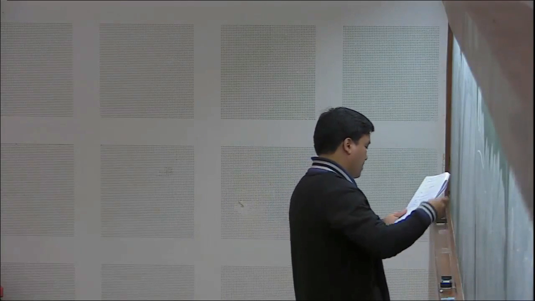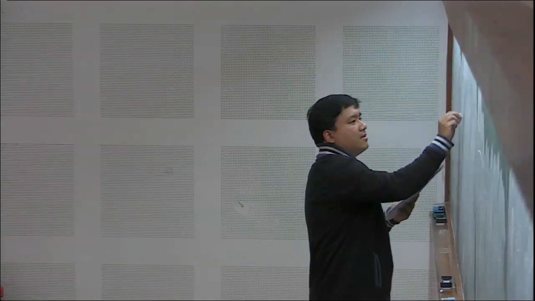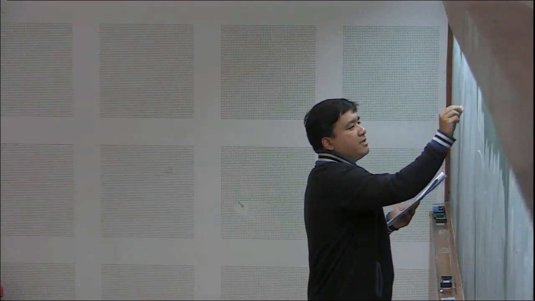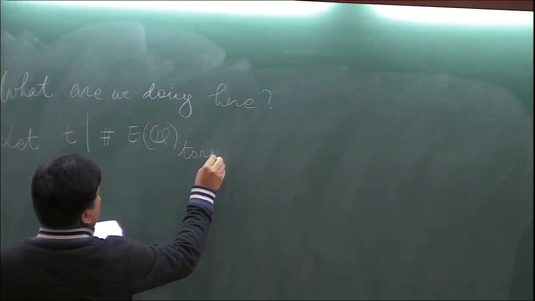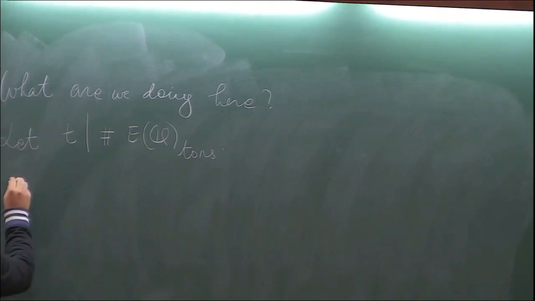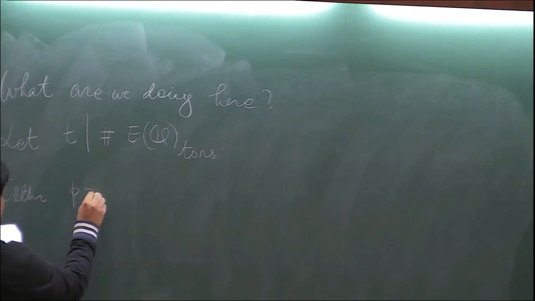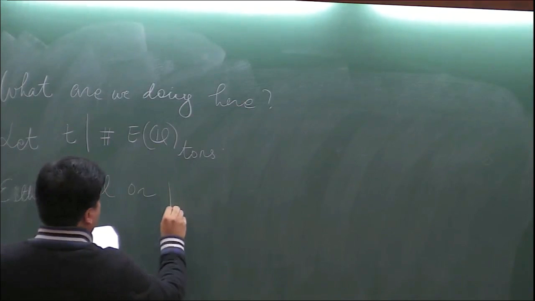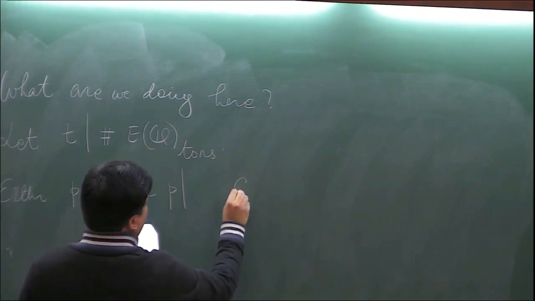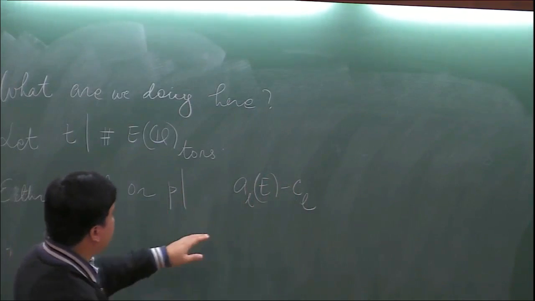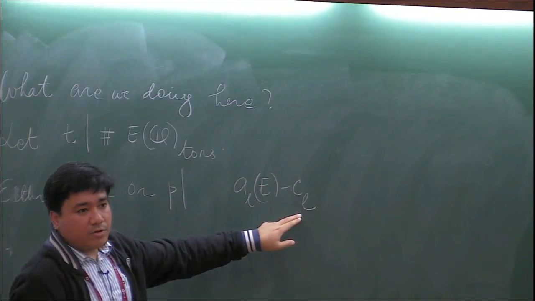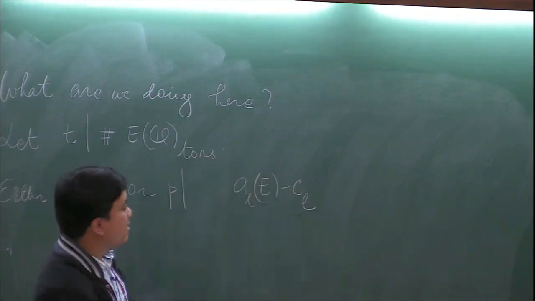I'm just writing down what we are doing here. T divides E(Q)_tors here, so this is the finite group, and either P equals L or P divides a_L(E) minus c_L. But I know that c_L can be a number which lies in a bigger extension of Q, so I take the norm here.